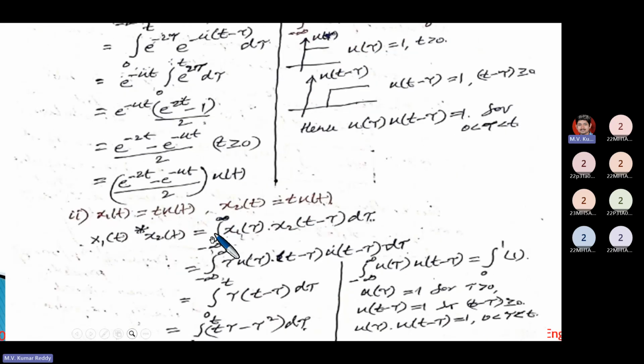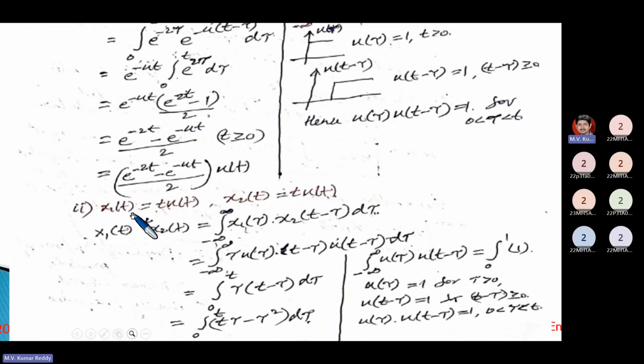Next, second problem, same concept. Here in place of t we put tau, in place of u of t, u of tau. Next, here in place of t, same signal, but here the concept is different: t minus tau, u of t minus tau. In place of u of tau, 1, and in place of u of t minus tau, also 1. Minus infinity to infinity changes to 0 to t. Put tau, multiply and find the integration.